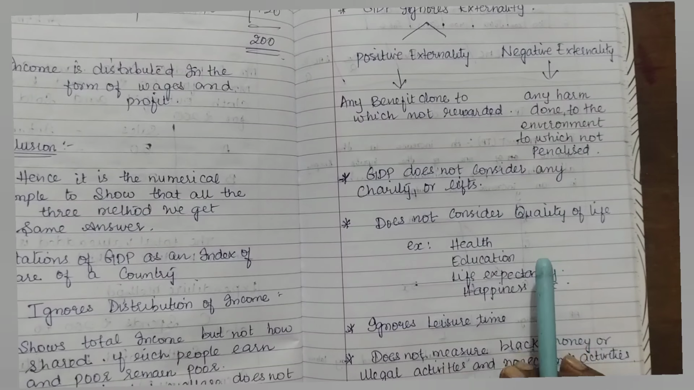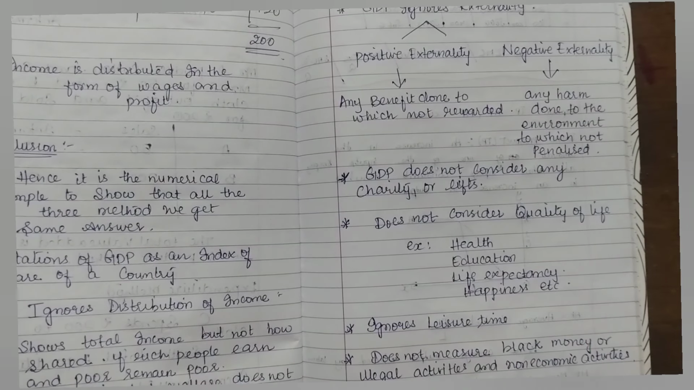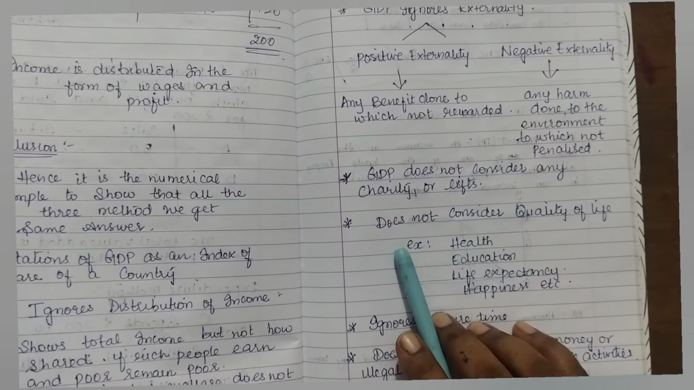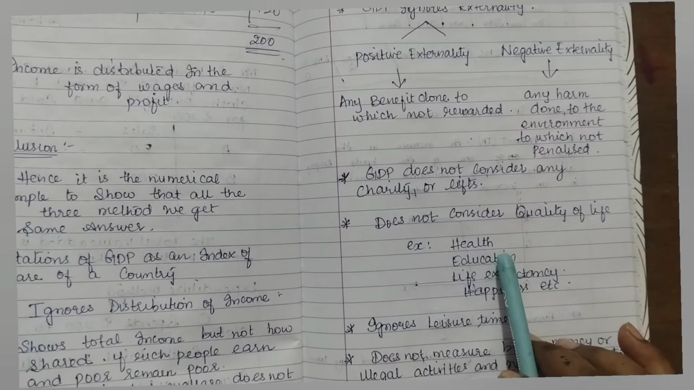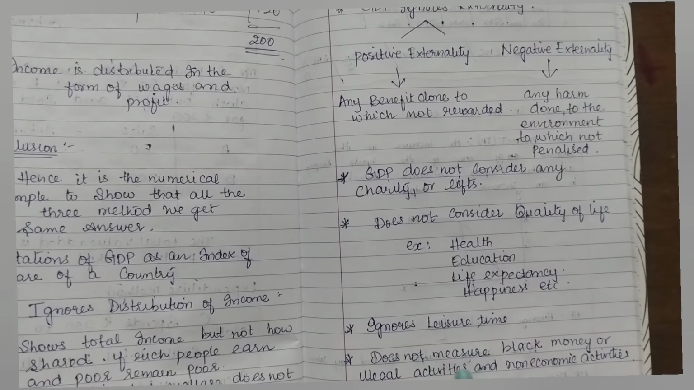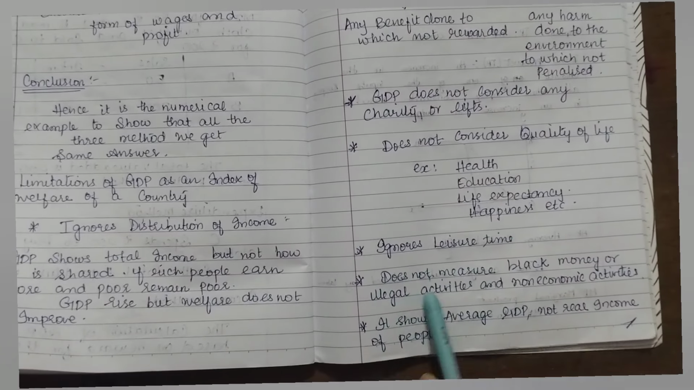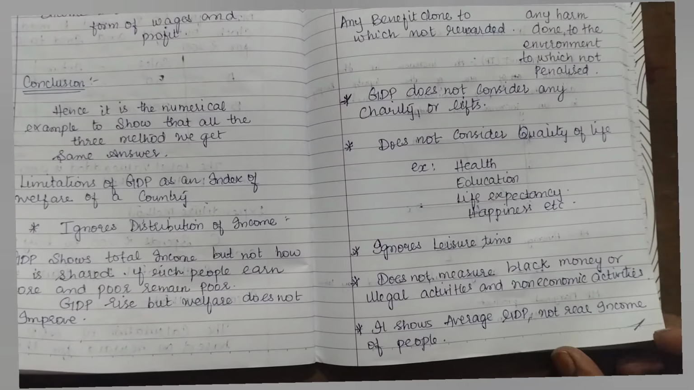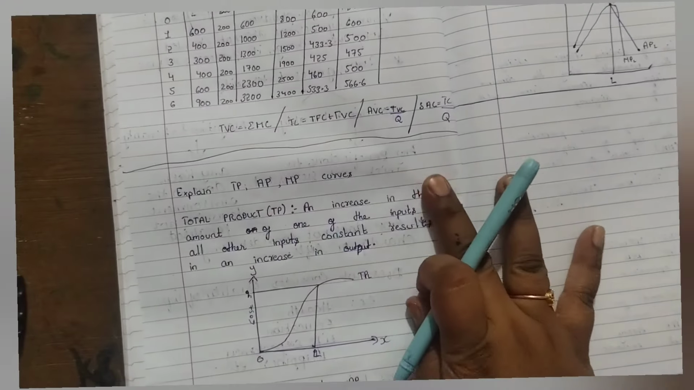The way we are polluting, okay, when we are giving education to the poor and underprivileged, the reward and penalty is not recognized. Okay, GDP does not consider any charity or gifts, does not consider quality of life like health, education, life expectancy, etc. It ignores the leisure time, which is very important for all. Okay, we need some relaxation also. We cannot always be only in production, so it is not taken into account. It does not measure black money, illegal activity, and non-economic activity. It shows average GDP, and it is not the real income of the people.